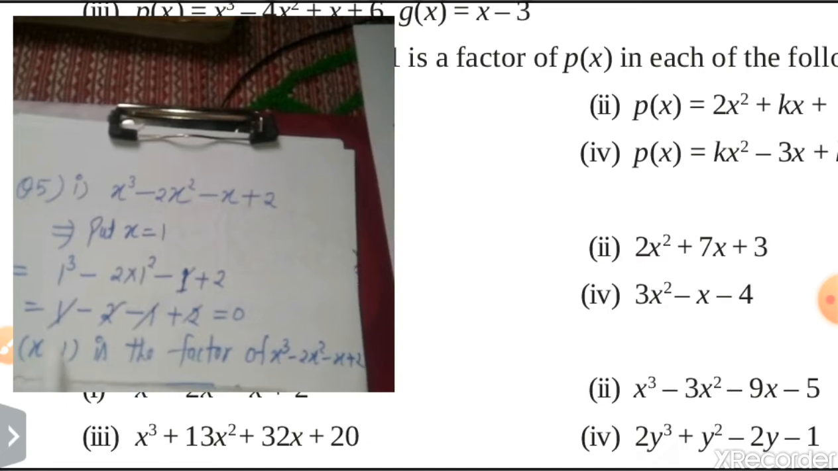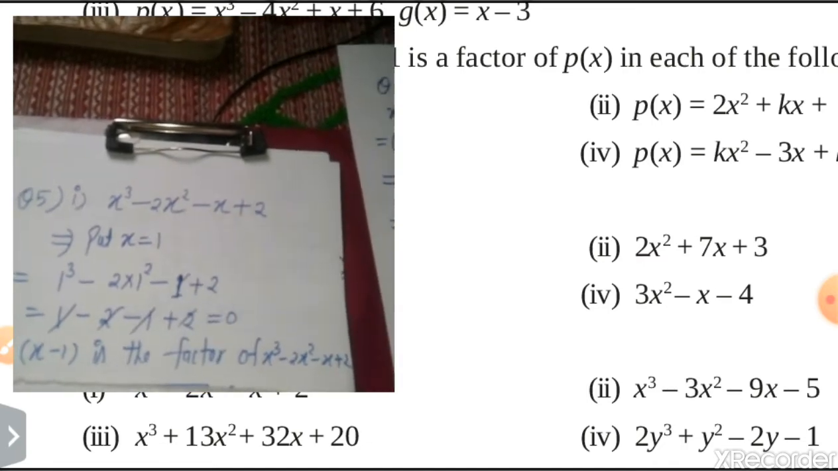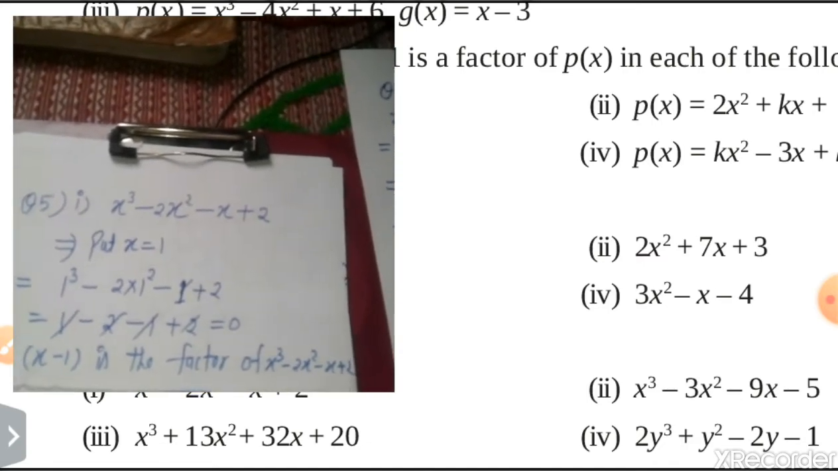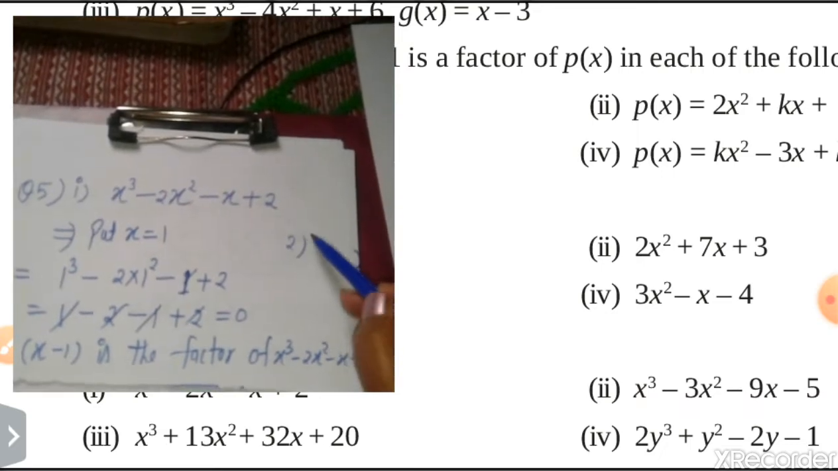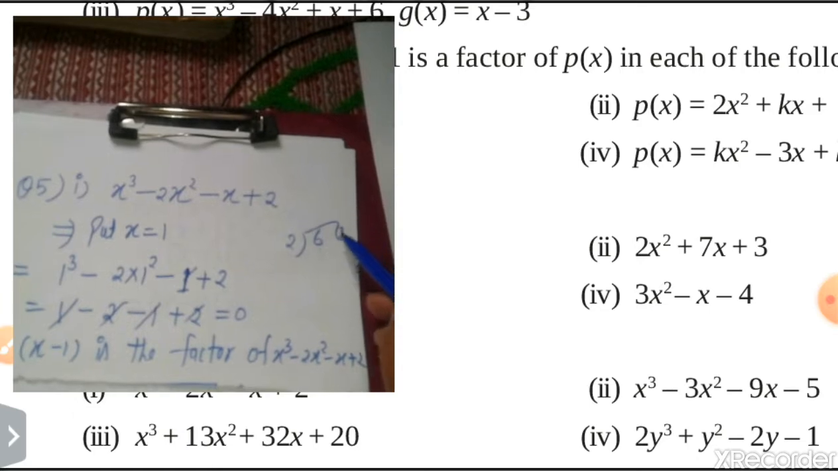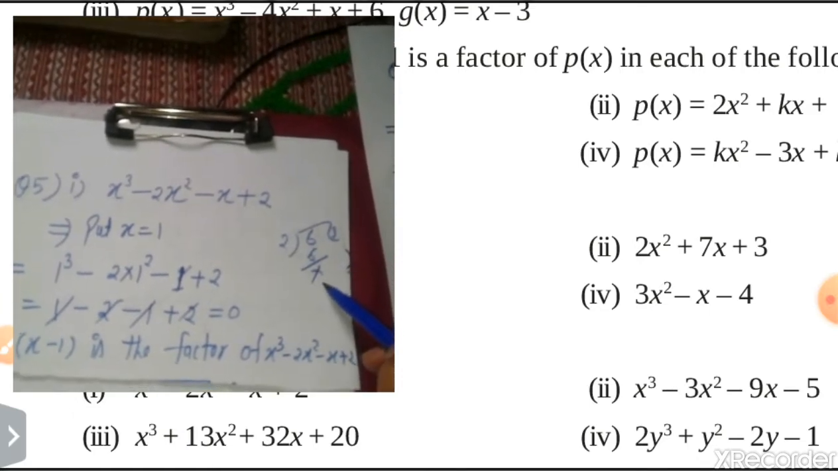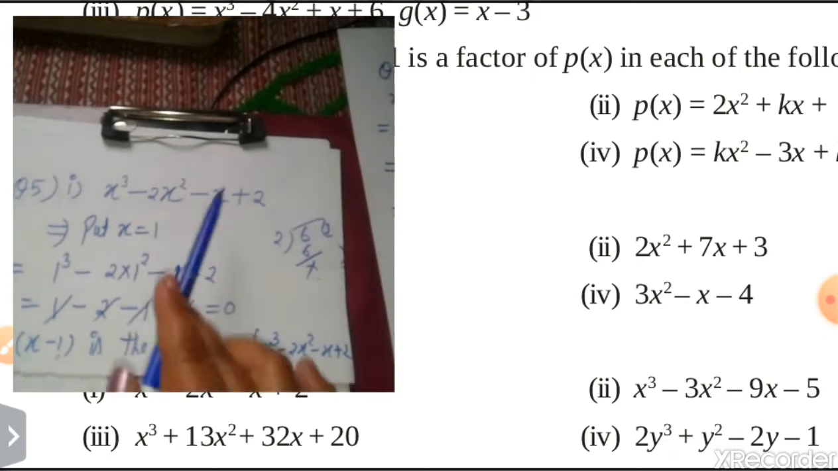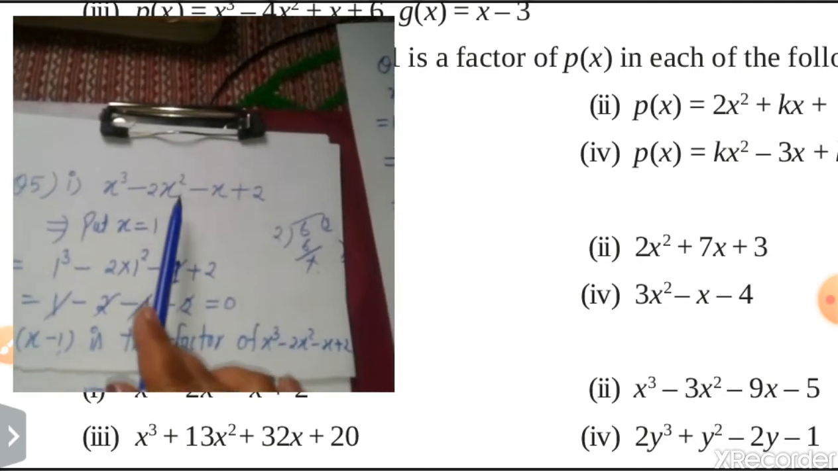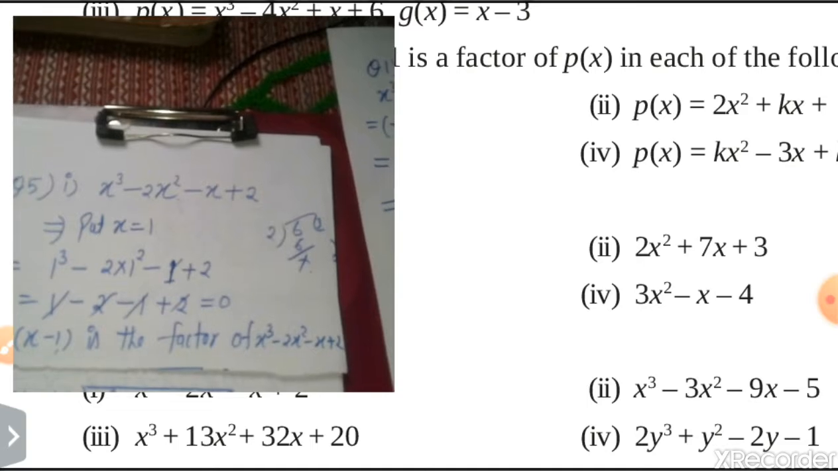That means if it is a factor of this, as I told you earlier, if 2 is a factor of 6, then 2 will directly divide it: 2 threes are 6, that means the remainder comes 0. Similarly, if this is a factor of this, then when I divide this by this number, the remainder will be 0.